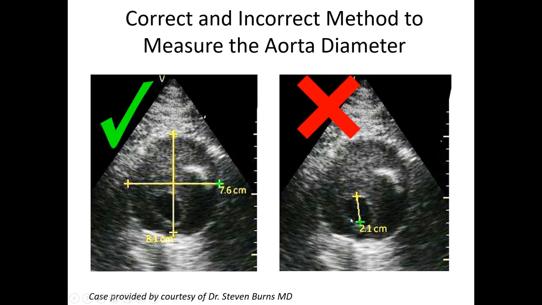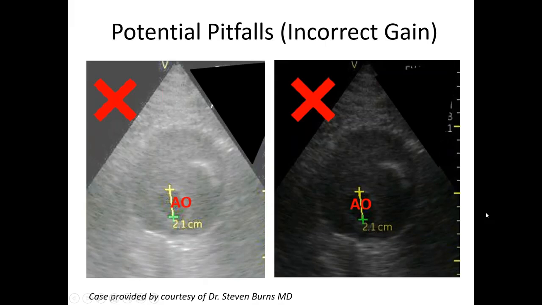So never measure just the lumen, it's of no value. What is more important is the diameter of the abdominal aorta, and when you do see an aneurysm, you measure outer wall to outer wall. Of course, what is more important here is the bigger diameter: 7.6 is transverse, and longitudinally we have 8.1 centimeters. Be aware that you have to have the correct settings.